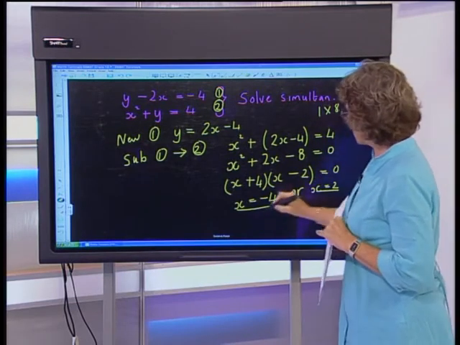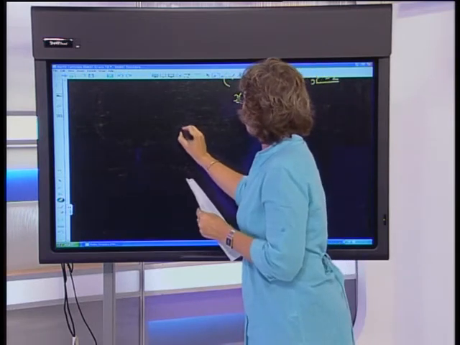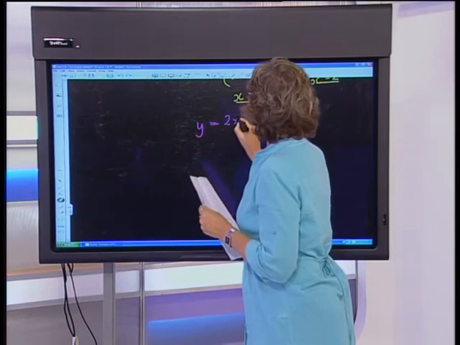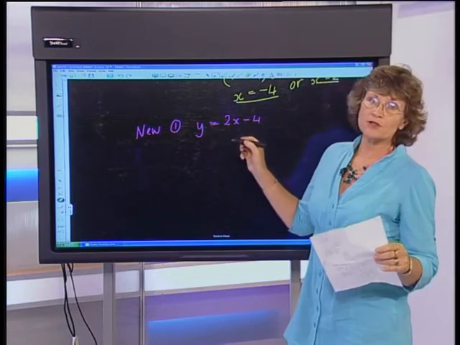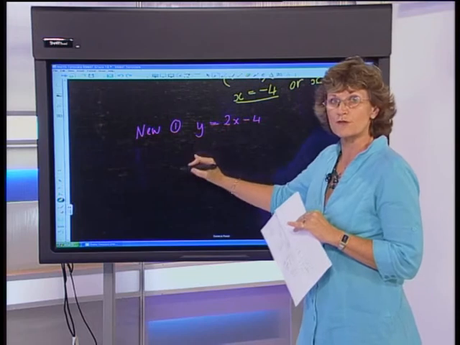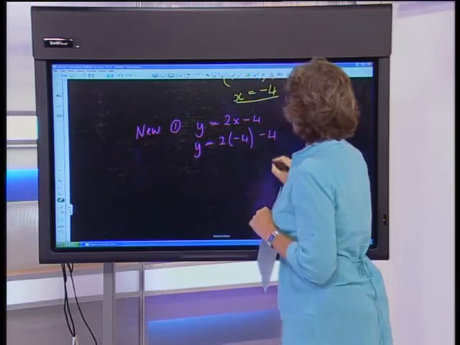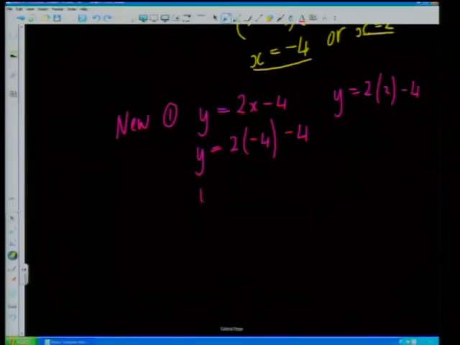But in fact, I'm not done because I've got x's solutions, I don't have y's solutions yet. So let's get back our pink pen again. Remember that our expression for y was y is equal to 2x subtract 4. This was my new equation 1. I could substitute back into my old equation 1 or old equation 2, but if you choose your new equation 1, it has the variable you're looking for as the subject of the formula. So I'm going to get either y is 2 times negative 4 subtract 4, or y is 2 times 2 subtract 4. From this side, y is equal to negative 8 subtract 4, which is negative 12.